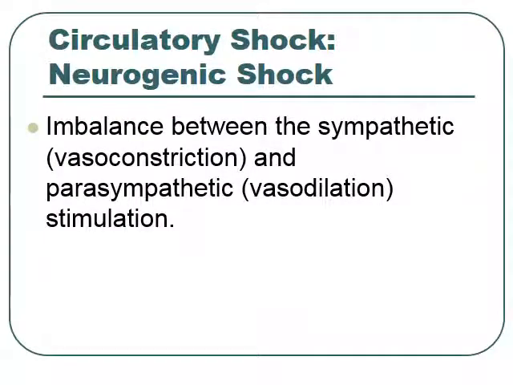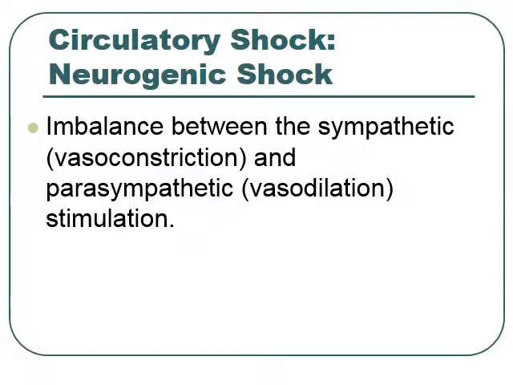Neurogenic shock is the second type of circulatory shock we're going to talk about, and what that is, is the imbalance between sympathetic and parasympathetic. Remember, the fight or the flight. And really all it is, the sympathetic is when we have vasoconstriction, and the parasympathetic is when we have vasodilation. Okay, and it's when they're fighting each other. So it's trying to constrict, it's trying to dilate, but the dilation wins out.